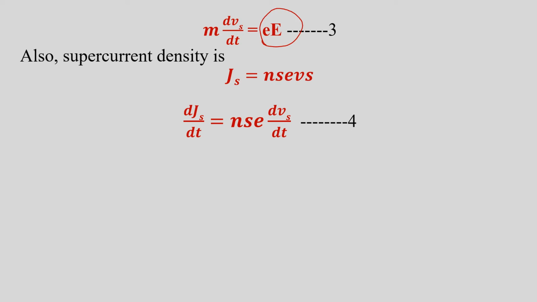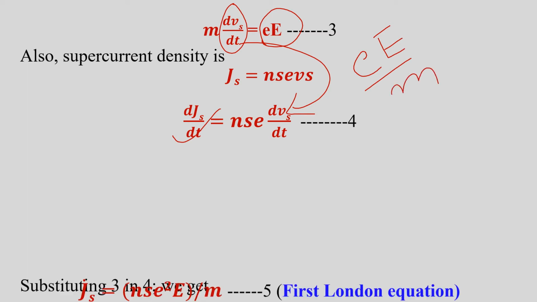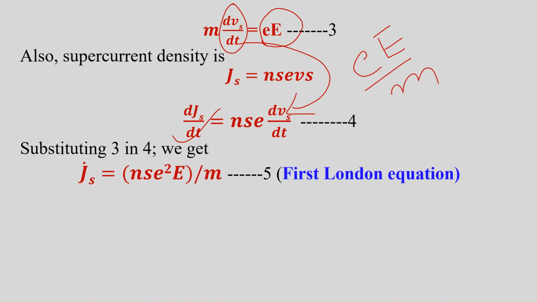Then the rate of change of supercurrent density is given by Js dot equals Ns e dvs/dt. From this equation, we can substitute for dvs/dt in equation 4, which is equal to eE/m. Therefore, equation 4 becomes Js dot equals Ns e squared E by m. This is termed the first London equation.